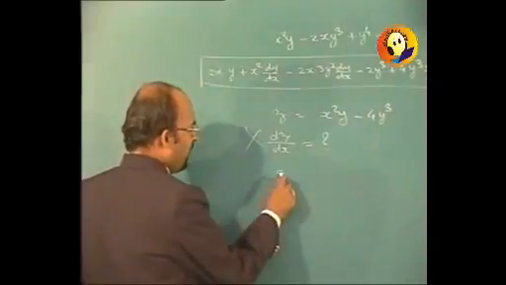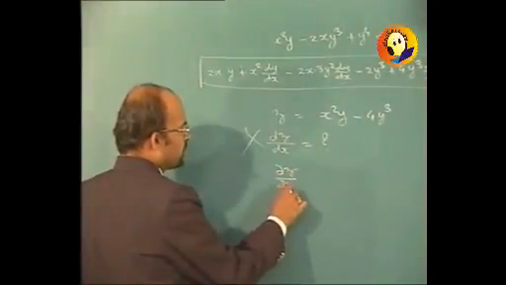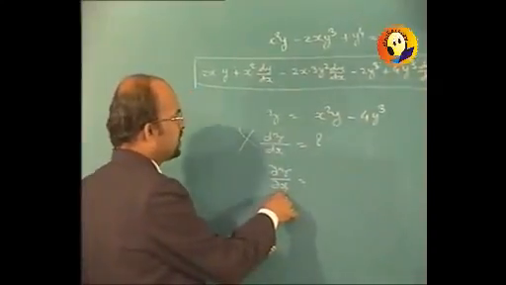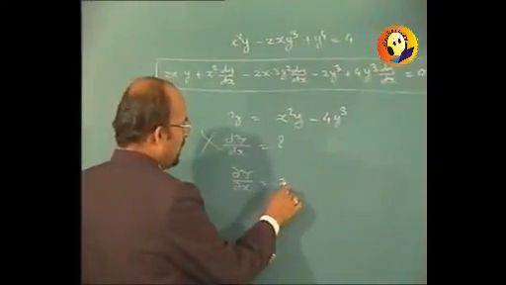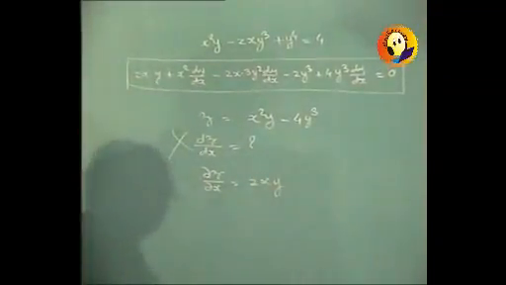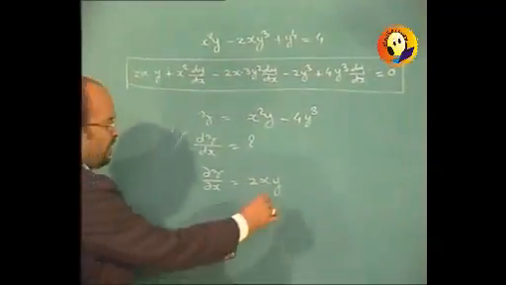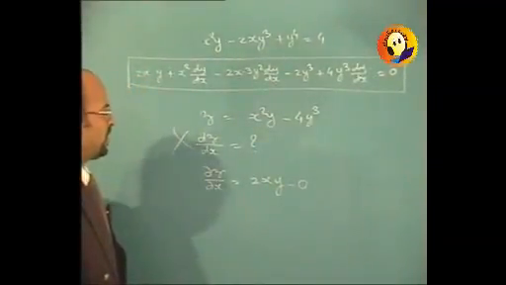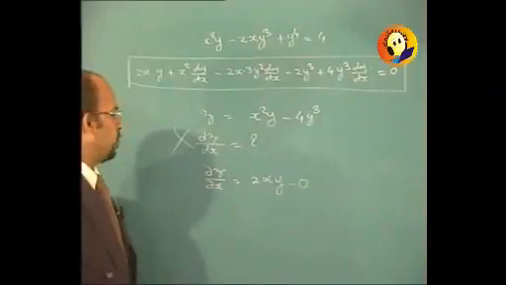Instead of that, we find ∂z by ∂x, that is, differentiating z with respect to x, treating y as constant, and the value will come out to be differentiation of x square as 2x and y as it is, whereas the second term will be straight away 0, because we are differentiating with respect to x and y is constant.